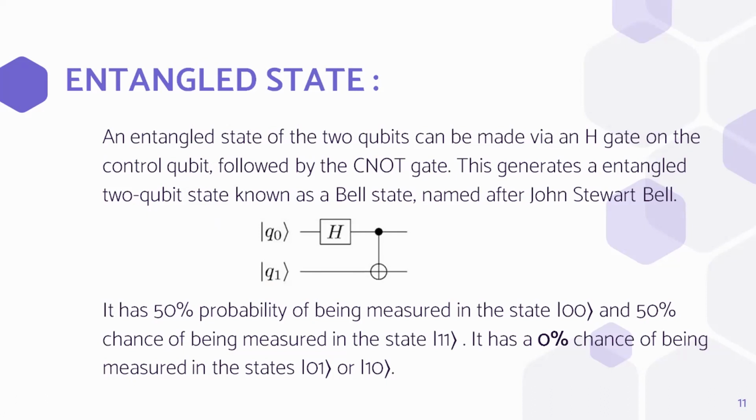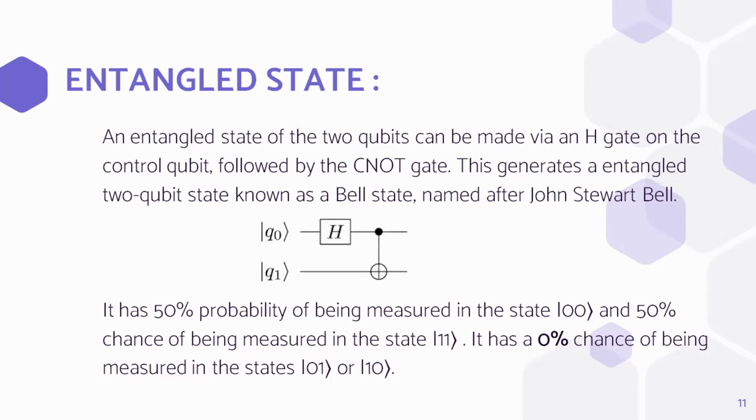Why this happens is because when we apply the Hadamard gate to our first qubit, it puts it in a superposition, and then it has an equal probability of being |0> and |1>. And then when we apply a CNOT gate to it, 50% of the time it will be |00>, and another 50% of the time it will be |11>. And it has 0% chance of being measured in the states |01> or |10>.